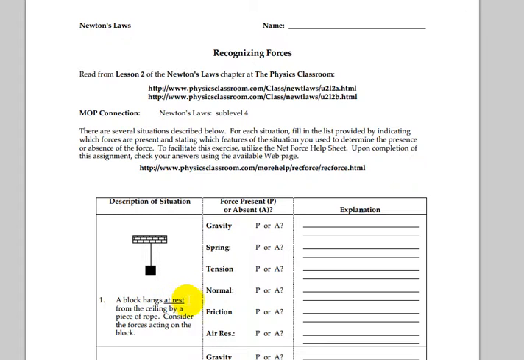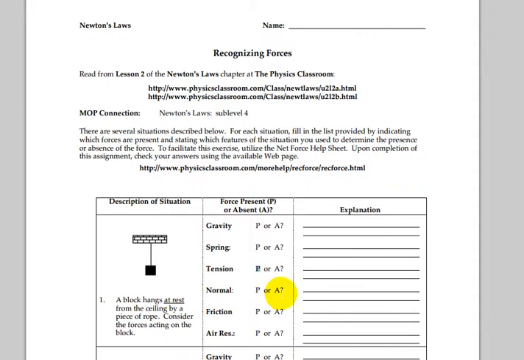So a block is hanging, it's at rest, it's not moving. It's hanging from a ceiling by a piece of rope. What forces are acting on it? To give you a hint with this one, yes, definitely gravity, so you can highlight that. You can assume this is on Earth, so there is gravity. Spring, nope, and you could use as a reason that there's no spring. Tension, yes, a rope has tension.